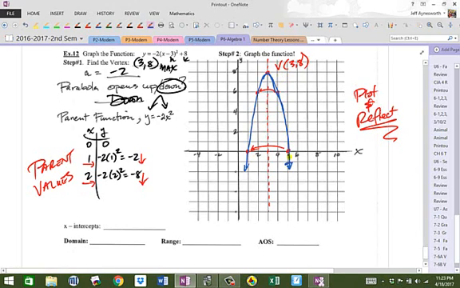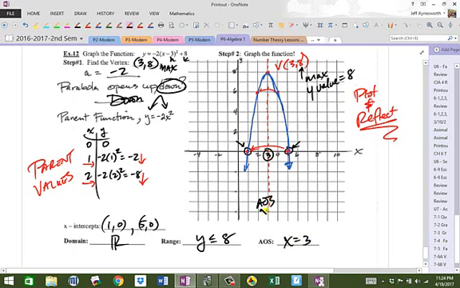There we go. All right, now we have 2 x-intercepts here. We have one here and one here. So 1 and 5, so 1, 0 and 5, 0. Those are the x-intercepts. Domain, all reals, range. This is a max y value equal to 8. So y is less than or equal to 8. And the axis of symmetry is right here, and it goes through 3 on the x-axis. So x equals 3.